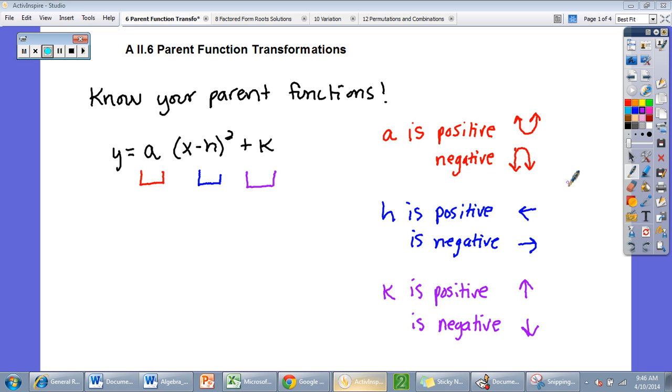Now, a key with your transformations is that you have a graphing calculator for the SOL. So yes, you should know these rules and be really comfortable with them, but always use your calculator as a backup tool to double check your answers.